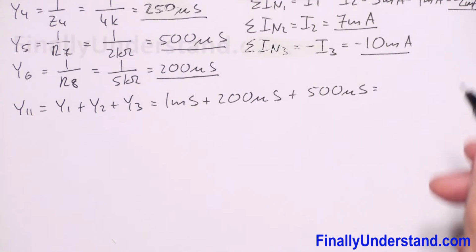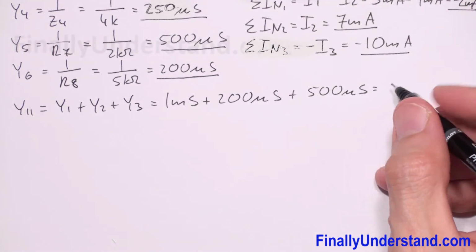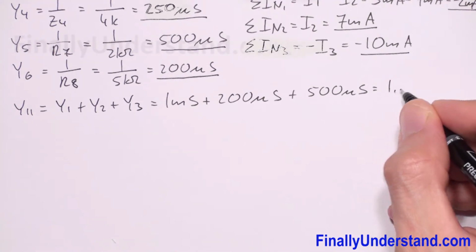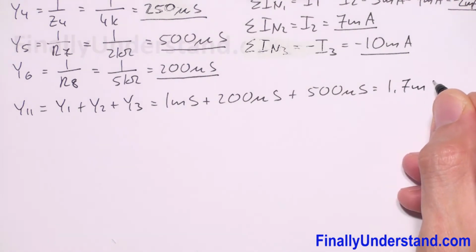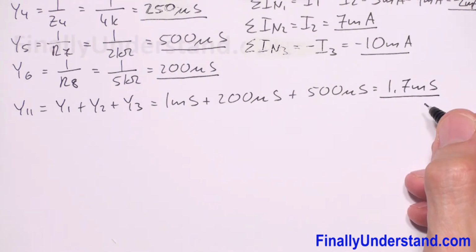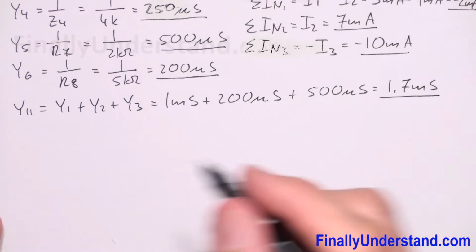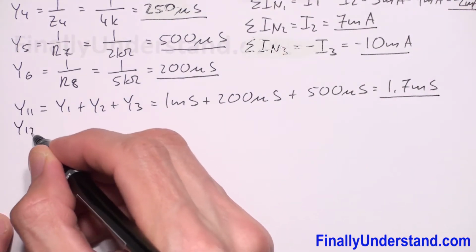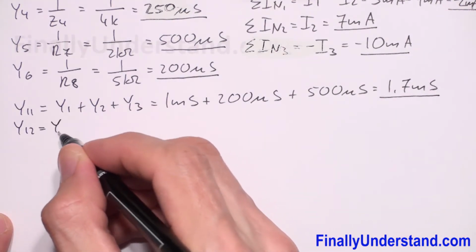Okay, if you are going to add them up, you are going to end up with 1.7 millisiemens. Okay, so this is my Y11. Next, I'm supposed to find Y12, which is equal to Y21.